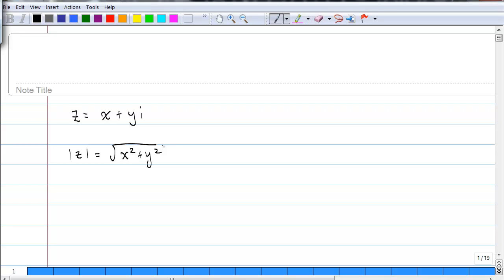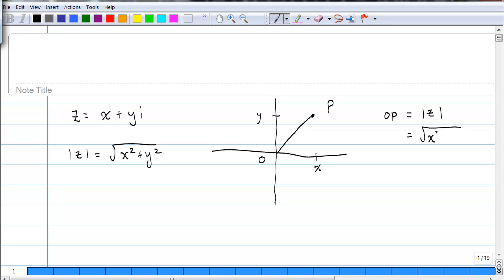Now, if you were to plot the representation of the complex number z in an Argand diagram, it can be represented by this point P. So if this is x, this is y, the point P is the representation of the complex number z. You will notice that the distance from the origin to P, that is OP, is actually the modulus of z, which we already said is the square root of x squared plus y squared.